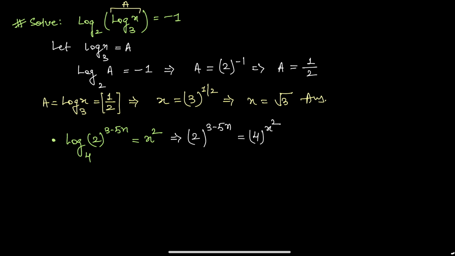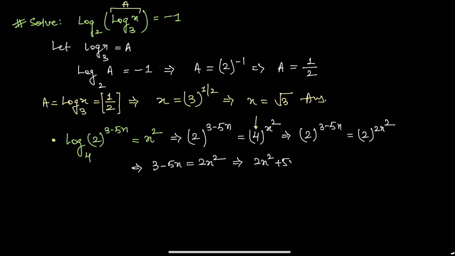We can convert this 4 to the power 2 raised to the power 2. So this one question becomes 2 raised to the power 3 minus 5x, and on the right hand side this becomes 2 raised to the power 2x square. So now in the next step we can easily solve it by equating the powers. So this becomes 3 minus 5x is equals to 2x square, and finally on arranging the terms I can write it as 2x square plus 5x minus 3 gives you 0.